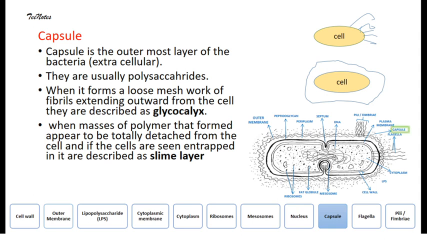Next is the capsule. The capsule is the outermost layer, or the extracellular part, of a bacterium. It's a condensed, well-defined layer closely surrounding the cell. It is usually polysaccharide. If the polysaccharide envelops the whole bacterium, it is a capsule, and its production depends on the growth condition. When it forms a loose meshwork of fibrils, as you could see in the picture, extending outward from the cell, it is described as glycocalyx. And when a mass of the polymer appears to be totally detached from the cell, and the cells are seen entrapped in it, it is described as a slime layer.